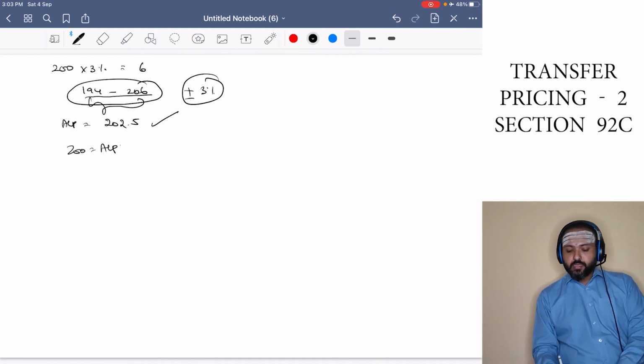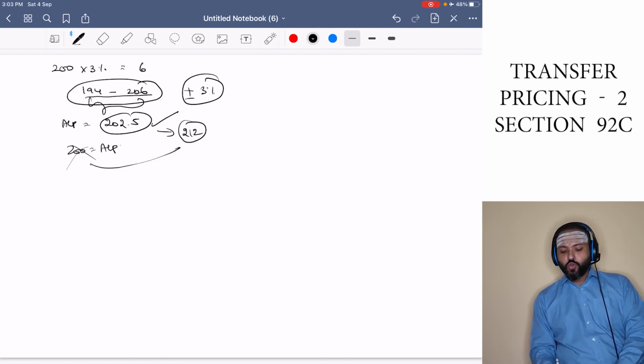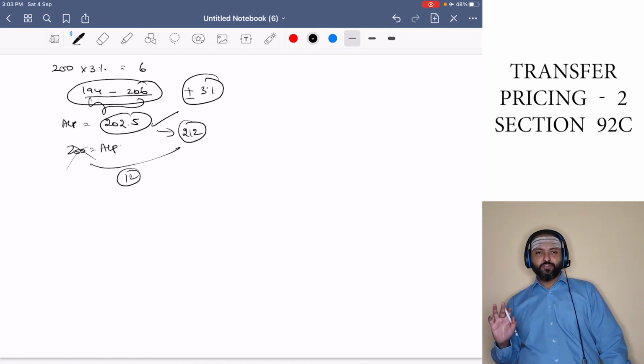Suppose this 202.5 is, for example, 212. Then you cannot take the transaction price as 200. You will have to pass an adjustment for 12 rupees.